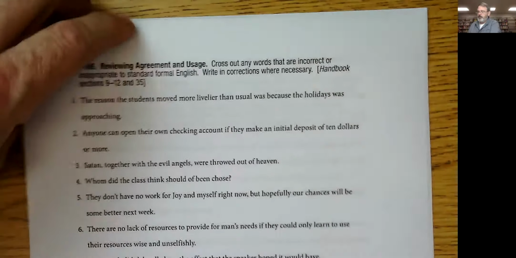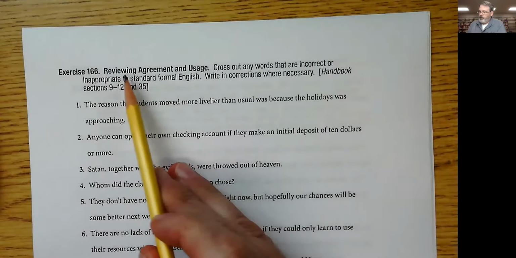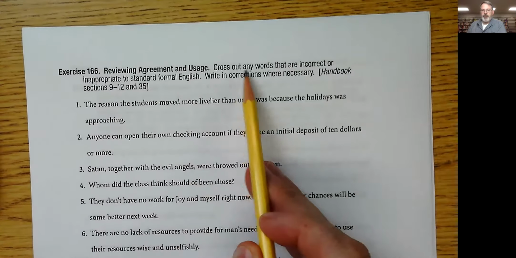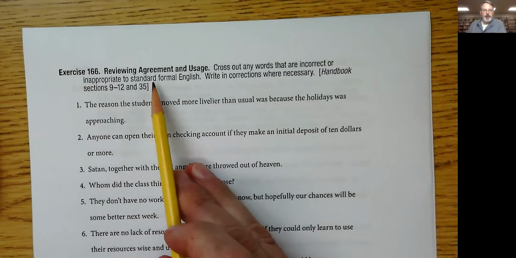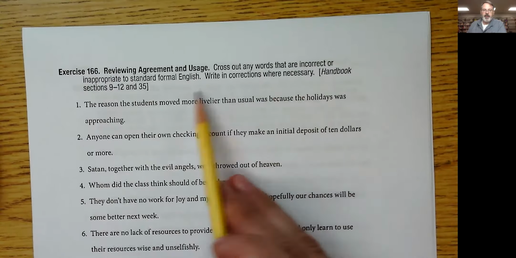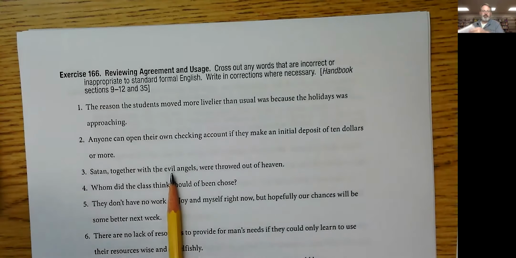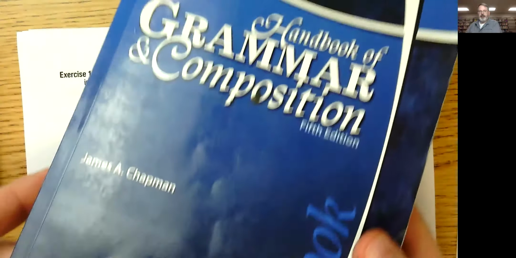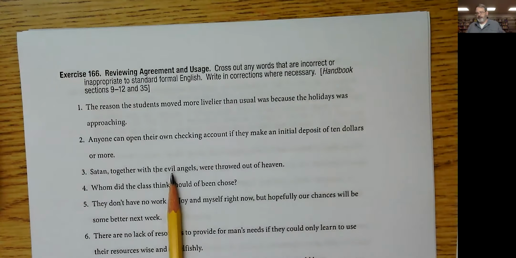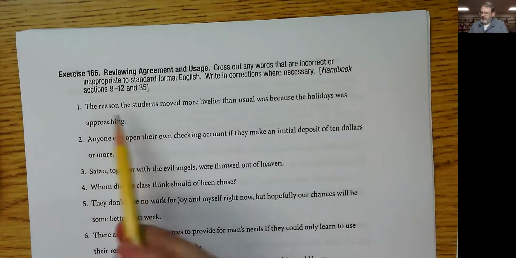So much like what we've done, reviewing agreement and usage. Cross out any words that are incorrect or inappropriate to standard formal English and write in the corrections where necessary. We're using our handbook. We're using sections 9 through 12 and 35 in our handbook for grammar and composition. All right. Let's look at question number 1, and then you'll do the rest.